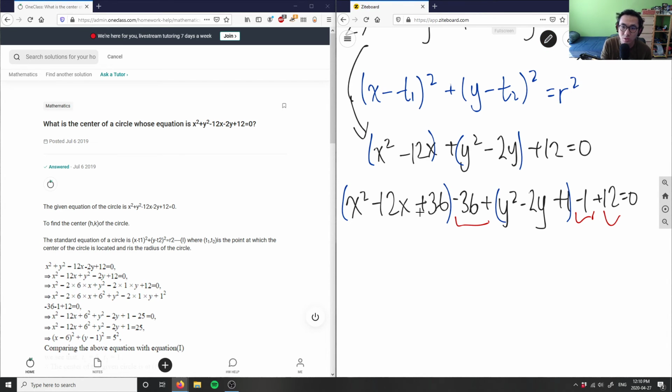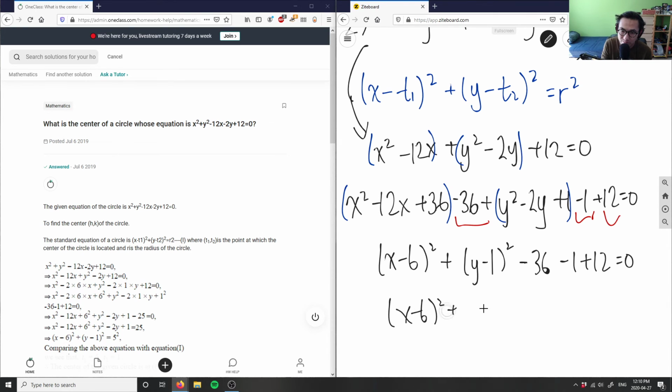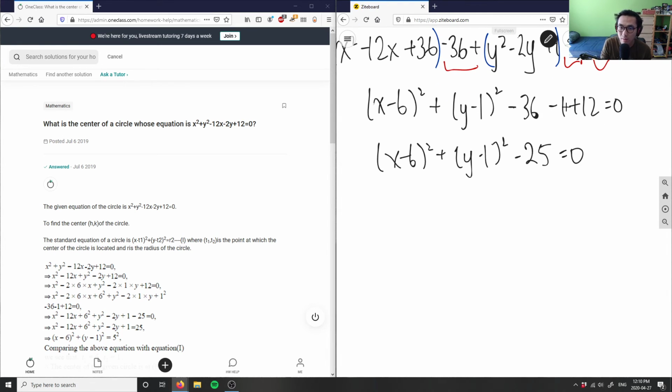So my perfect square trinomial in this case would be x minus 6, squared. And then plus, I have here y squared minus 2y plus 1 is y minus 1 squared, right? And then I'm simplifying minus 36 plus 1 plus 12 equals 0 here. So I'm just going to rewrite it here. Minus 36 minus 1 plus 12 would give me a value of negative 25. Minus 25 equals 0.